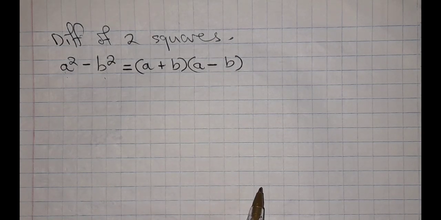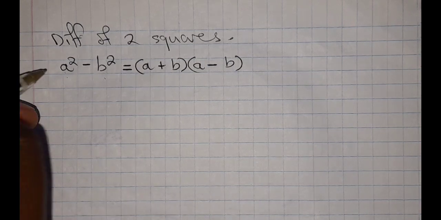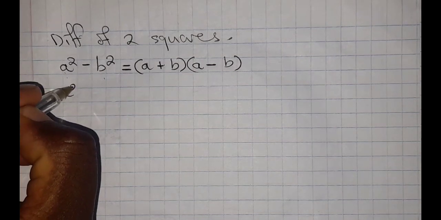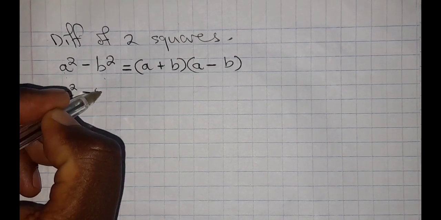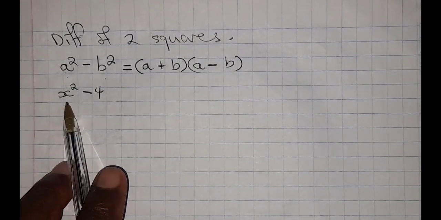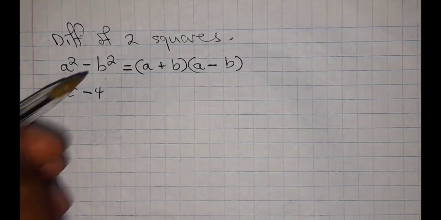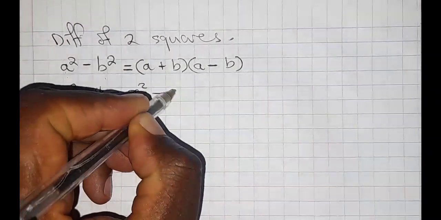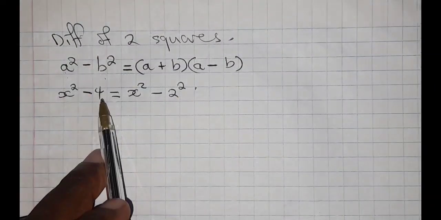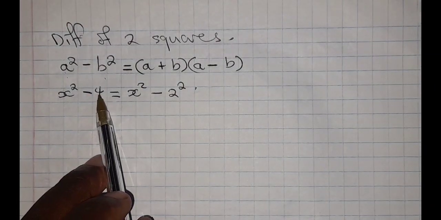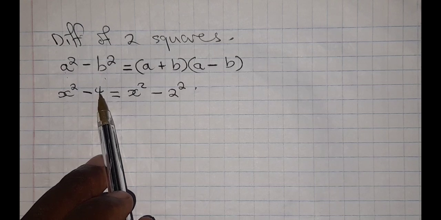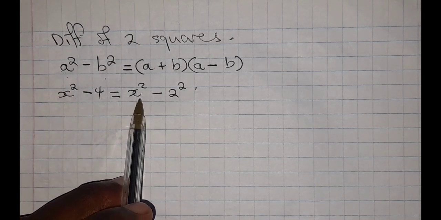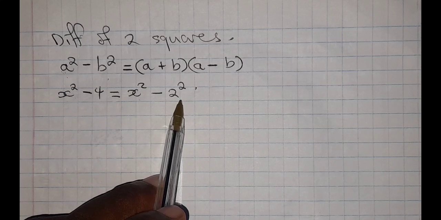And then how do we use this concept? For example, if you are given an expression x squared minus 4, this is a square and this 4 is also a square, so we can write it as x squared minus 2 squared. 2 squared simplifies to be 4. So the value of a here is x and the value of b is 2.